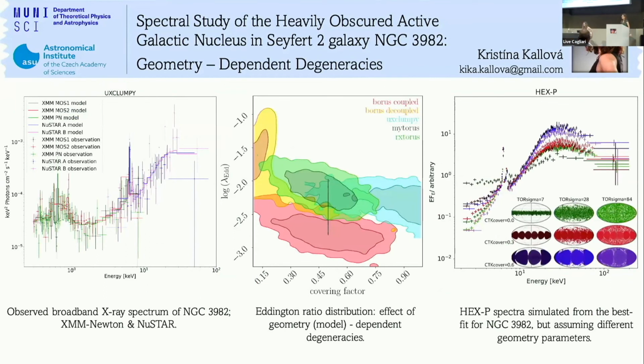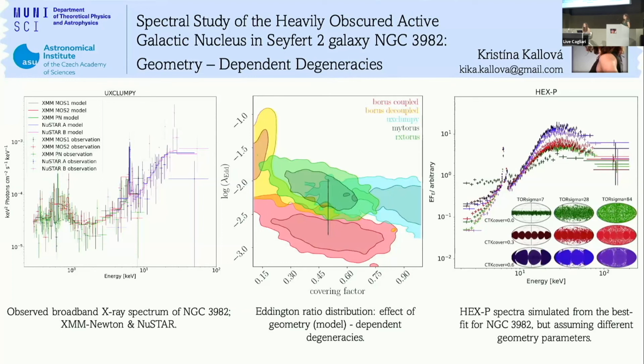Hello, everyone. My name is Mikusincova. I'm a master's student at Masaryk University, and I'm studying obscuration in AGN. In my poster, I'm presenting a detailed study of NGC 3982, which was until recently labeled as a Compton-thick AGN candidate. I fit multiple models to the broadband spectrum, where all the models assume different and unique geometries. Despite very large geometry-dependent degeneracies, all the models agree that the source is Compton thick.